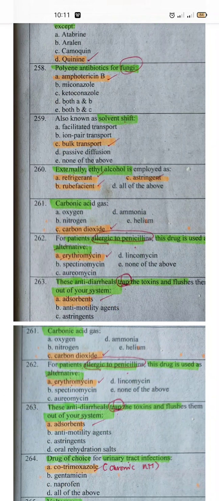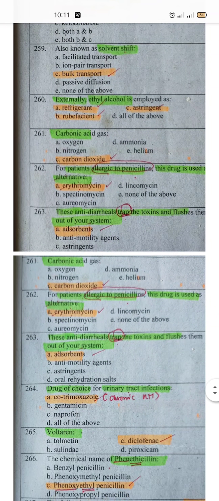It is your letter A, erythromycin. So erythromycin is effective against same organisms as penicillin G, and so it is used in patients allergic to penicillins.